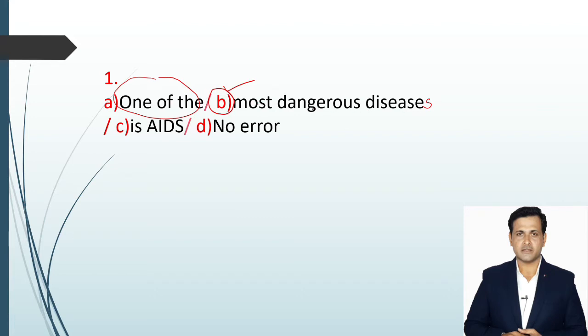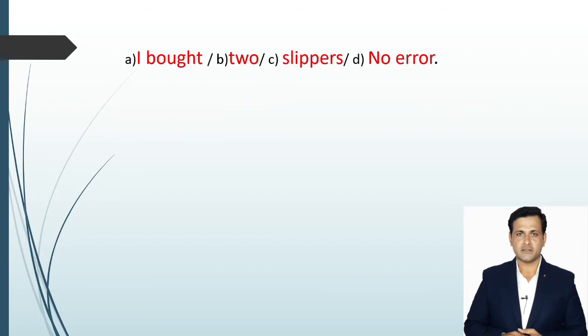One of the most talented men. One of the most great movies. There is always an S when we talk about "one of". Next one: I bought two slippers. No error. First, I bought two slippers. We have four options. In this sentence, we never use "two" with slippers. We say I bought a pair of slippers, not two slippers. We always use "pair of".